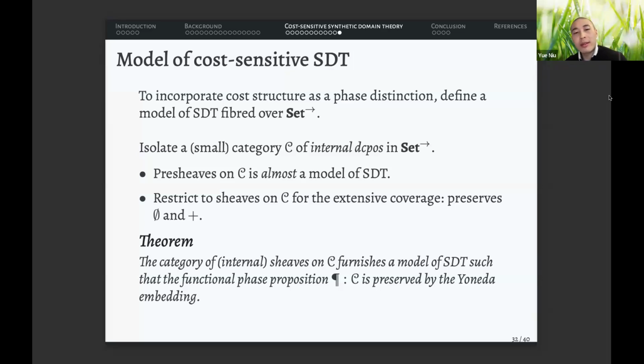We have that the category of sheaves on this site now furnishes a model of cost-sensitive synthetic domain theory, in which the phase proposition from the category of families is preserved by the Yoneda embedding.